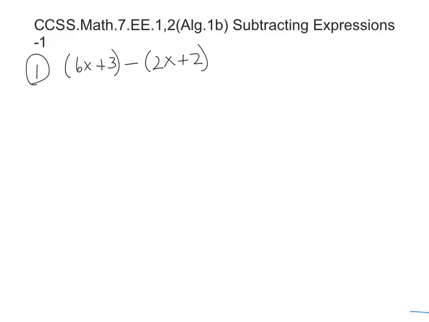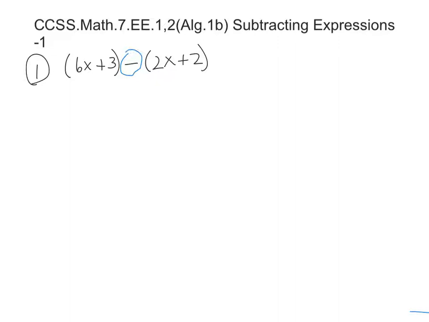And we're subtracting expressions. And subtracting is using your signs. And so we have two groups of expressions. We have 6x plus 3, and then we have minus 2x plus 2. And you're going to do basically the same thing, but there's one big change. This minus, or negative, goes to everything.